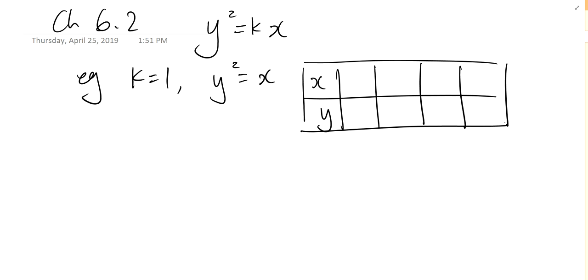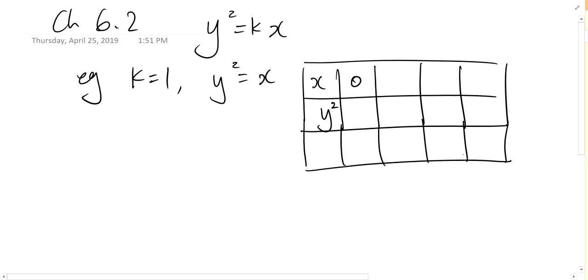Okay, can x take a value of 0? Yes. When x is 0, y is 0. Since the equation is y squared equals x, when x equals 0, y squared equals 0, so y equals 0. What happens when x is 1? Let's try 1. So y squared equals? y equals? What happens when x equals 2? y squared equals?